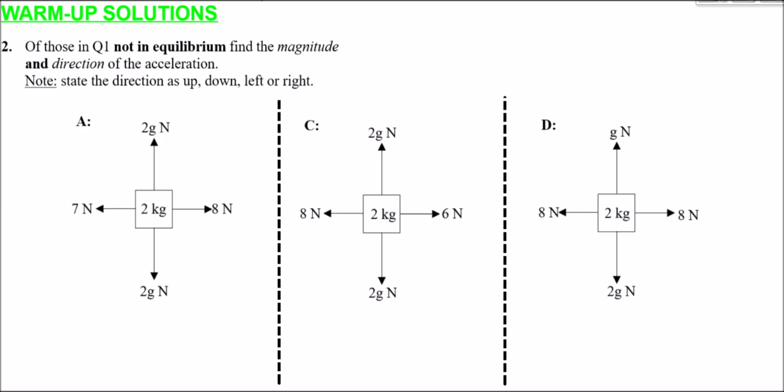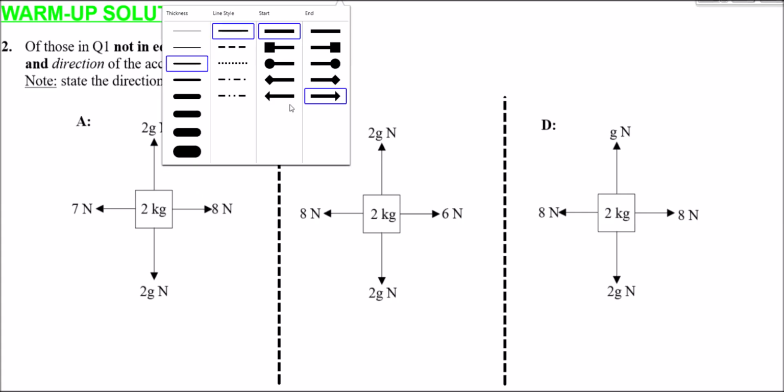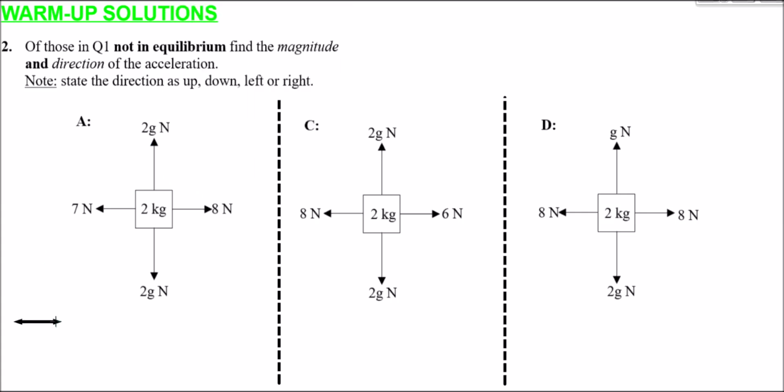So for A, there's going to be no net force up and down. There's only going to be a net force horizontally. And so if we just consider the horizontal forces, just going left and right, then there's 8 going to the right, and 7 going to the left. So overall we're going to have 8 minus 7, which is 1 newton to the right.